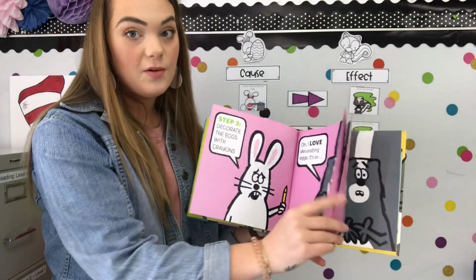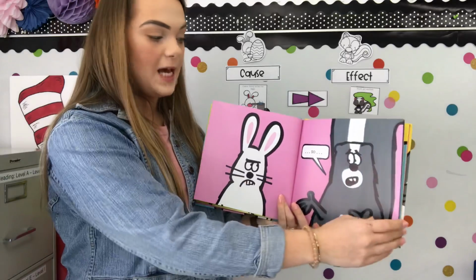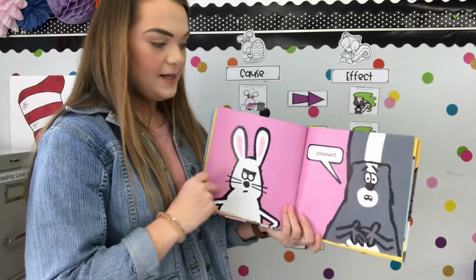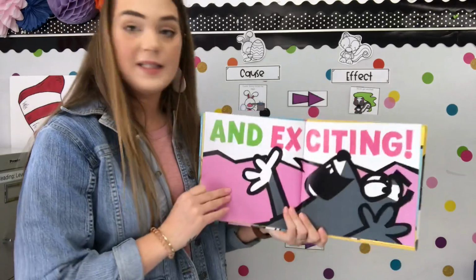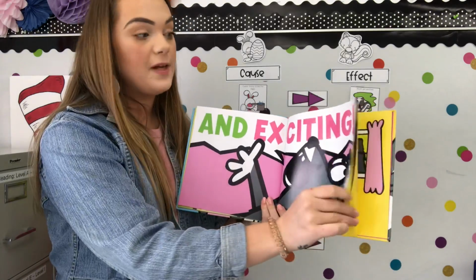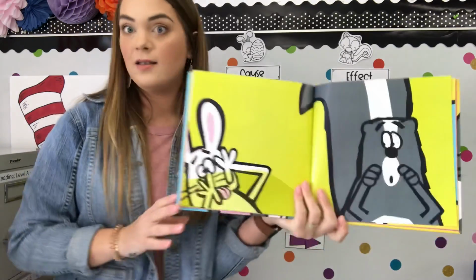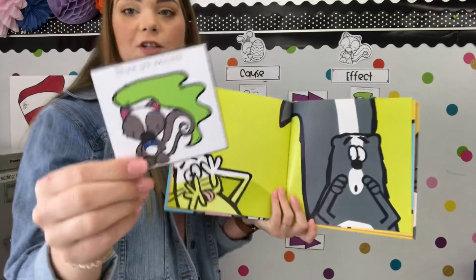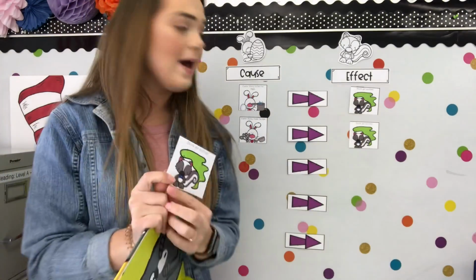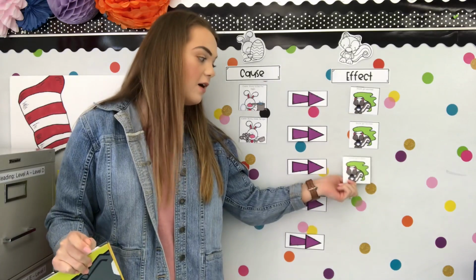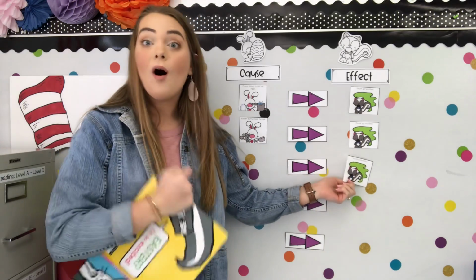What does he do? This keeps happening to our skunk. He says it's so pleasant and exciting. And we know what happens when he gets excited. So you should have another picture that looks like this. He's gonna spray his stinky stuff again. And we're gonna tape it up there. All right, I'm gonna tape it up here and then we'll go on to the next one.